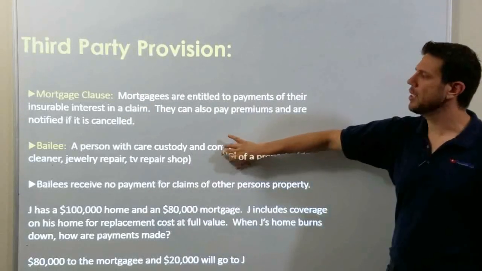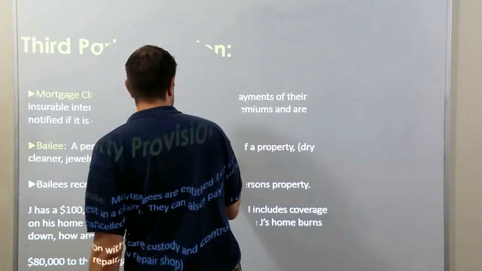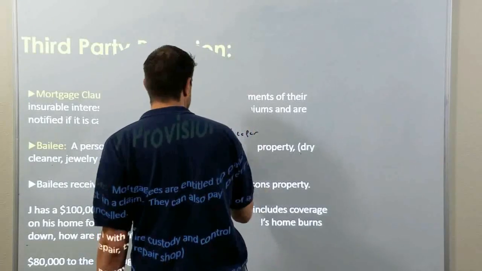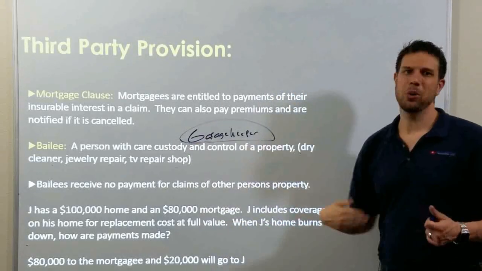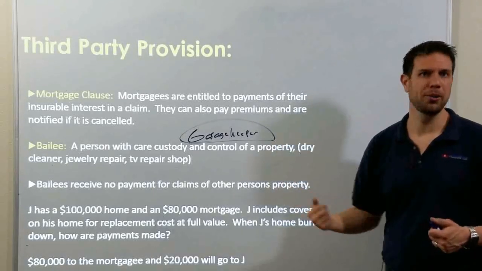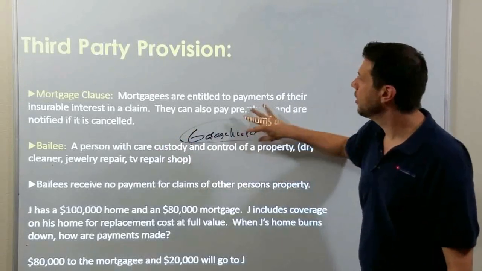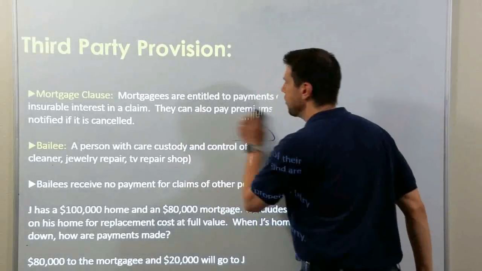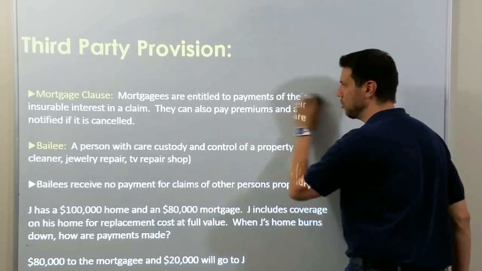And I want to make one more distinction about a bailee. Later on, we're going to learn something called a garage keeper. A garage keeper is an auto repair shop. Auto repair shops, we don't call them bailees, we call them garage keepers. So like Jiffy Lube, auto dealerships, valet, anything that works with cars is not going to be a bailee. They're going to be a garage keeper instead. They work the same way, but dry cleaners, jewelry repair, TV repair shops are specifically bailees. That's what we call them.